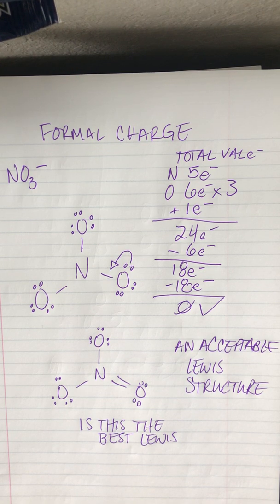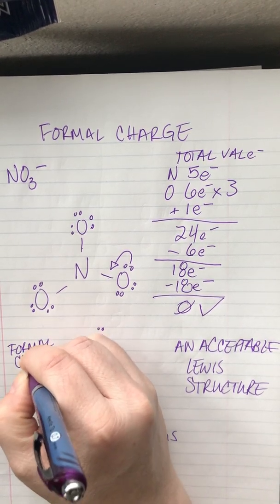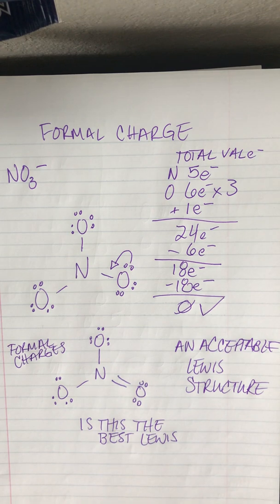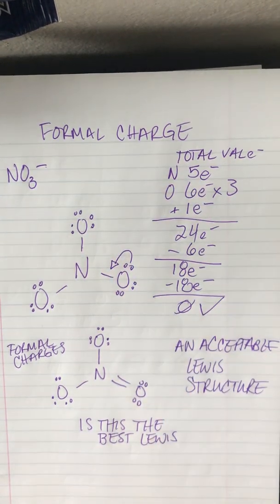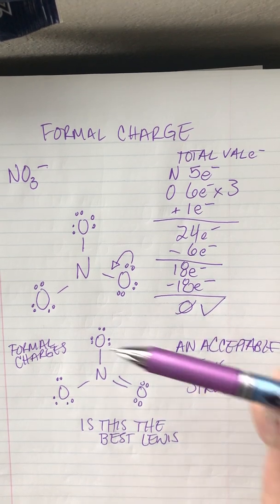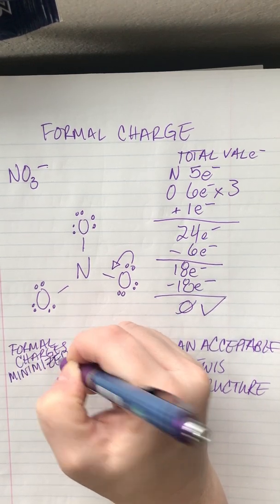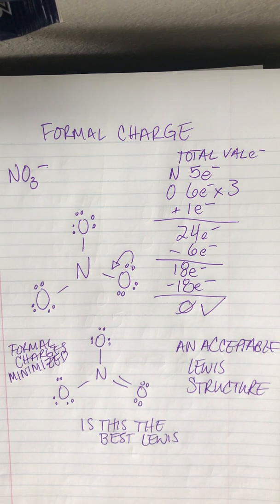Anybody want to help her out? Are there any formal charges? Yes, exactly. We want to evaluate for formal charges. Specifically, what do we want the formal charges to be? Yes, so we want them to equal the charge on the nitrate ion, right? But we also want them to be minimized, right? Meaning we want the smallest number of formal charges possible. Does that make sense?